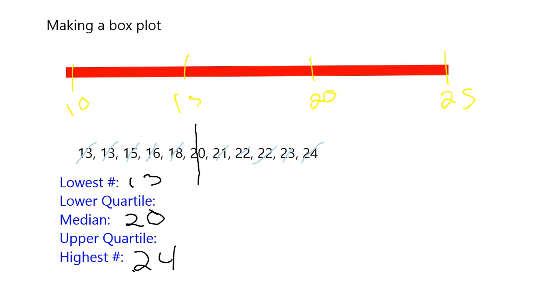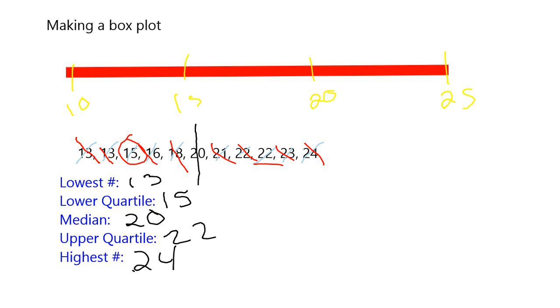Quartile meaning quarter. So in my lower half, I'm going to go through and I'm going to cross out from the sides in to see what my lower quartile is going to be. So I'm going to cross out the 13 and the 18, the 13 and the 16. So my lower quartile number is 15. We repeat the same process with the upper quartile. And we find out that my upper quartile is 22.